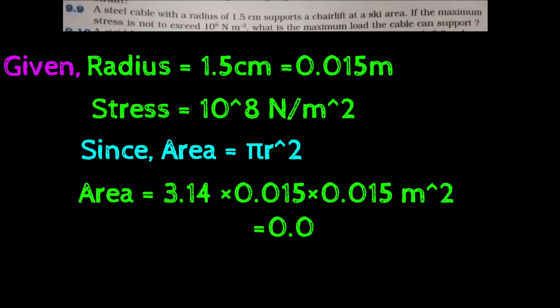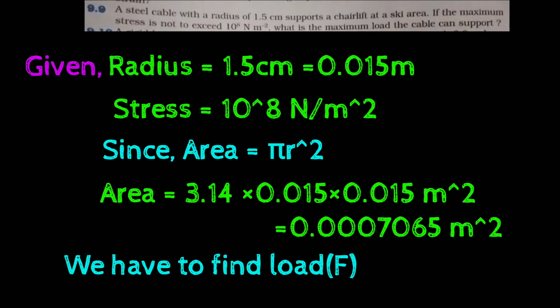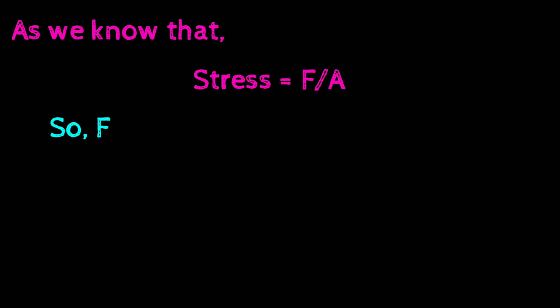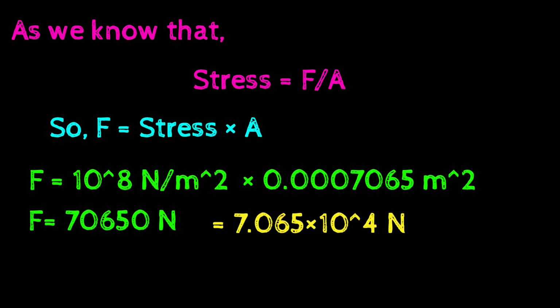Since we know that area equals pi r square, we get an area of 0.007065 meter square. Now we have to find the load. As we know that stress equals force by area, so force equals stress times area. So after using the values, we get a final answer for force equals 70,650 Newton, or also we can write it as 7.065 × 10^4 Newton, and that is the answer.